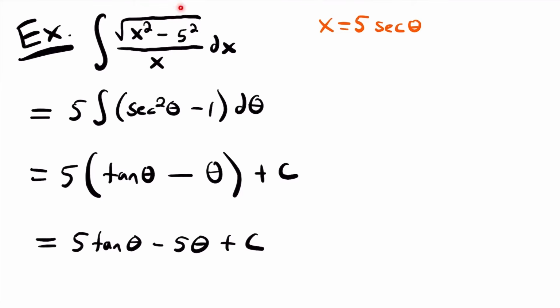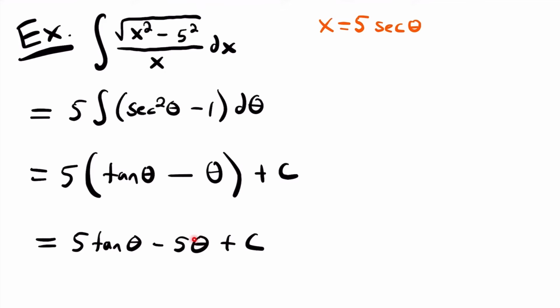Remember, our original integral is in terms of x, and so we want our solution to also be in terms of x. And so now what we need to do is reverse our substitution process and convert our answer from being in terms of theta to being in terms of x. And so in order to do that, we need to reference back to what we initially set x equal to. And so in this case, we have that x is equal to 5 times secant theta. We are going to use this equation to determine what tangent theta is equal to in terms of x and what theta is equal to in terms of x.